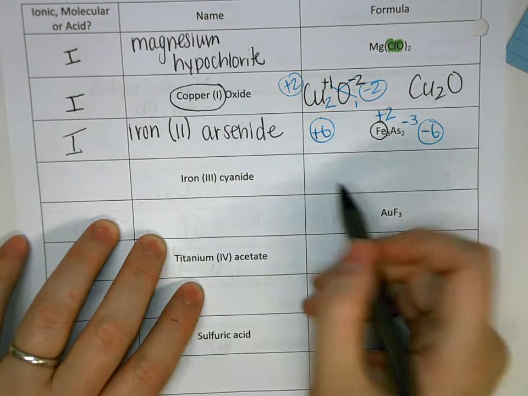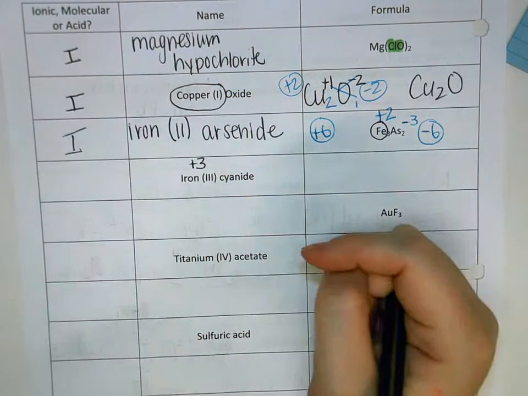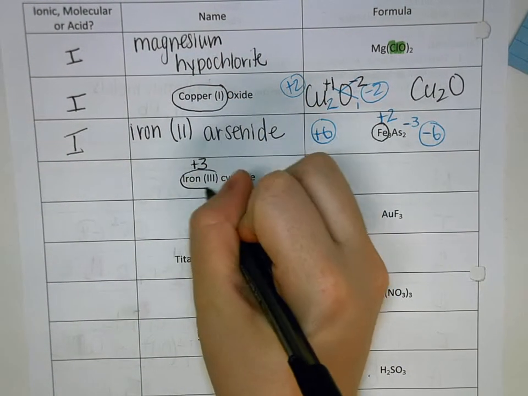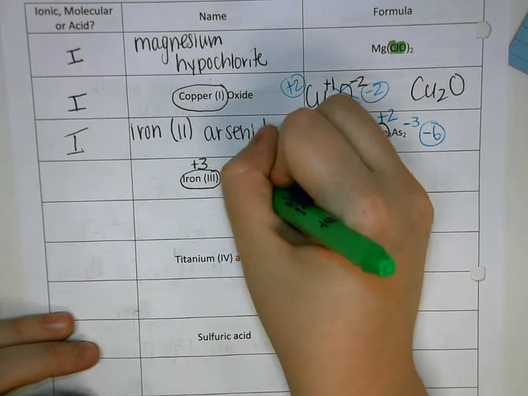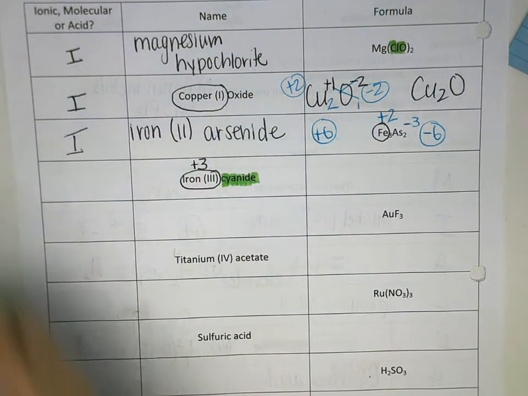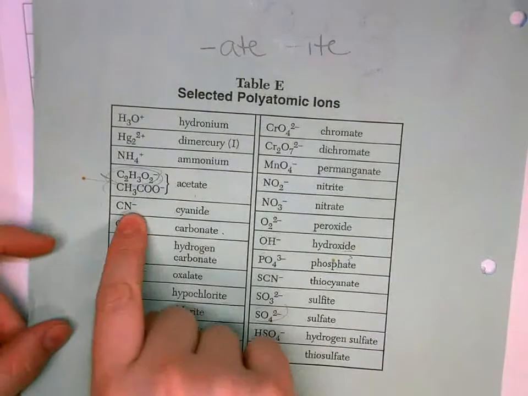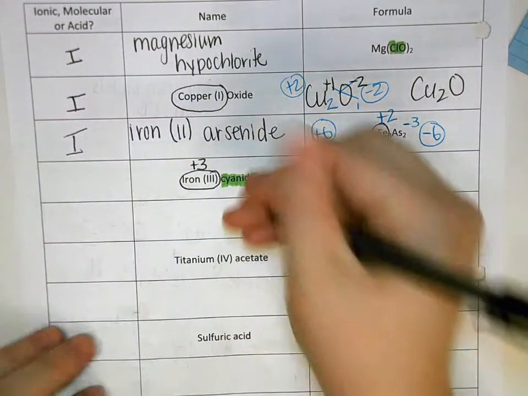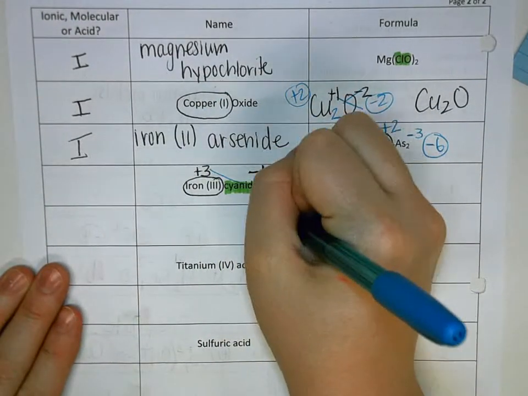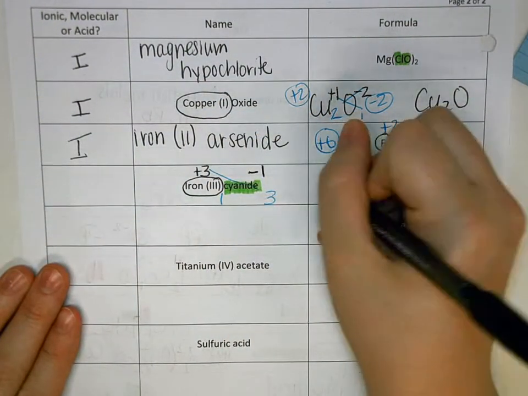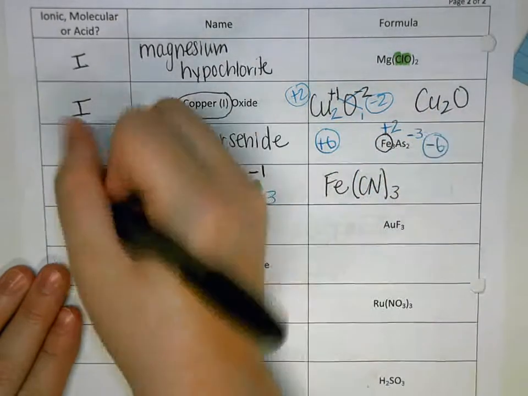Iron 3 cyanide. Iron is Fe with a +3 charge, because it tells me. Cyanide is a polyatomic ion. So the formula for cyanide we need to look up on the back of our sheet. It is CN with a -1 charge. So charge over here is -1. So whenever I crisscross, this 3 comes over to cyanide and this 1 goes with iron. So we get Fe, cyanide, and there's 3 of them. This is an ionic compound.